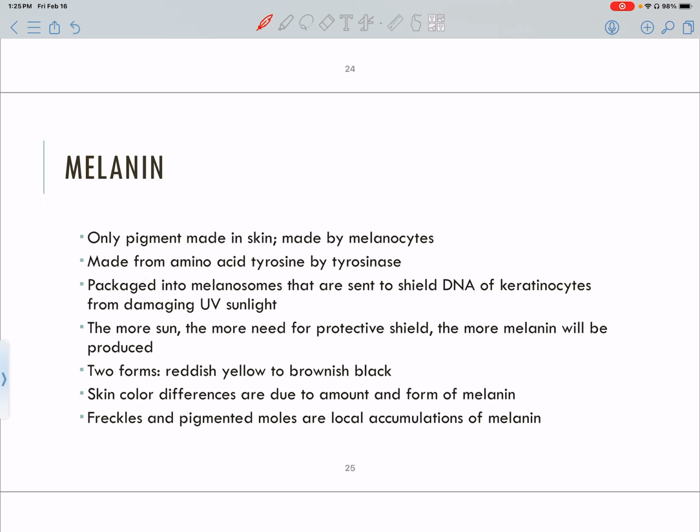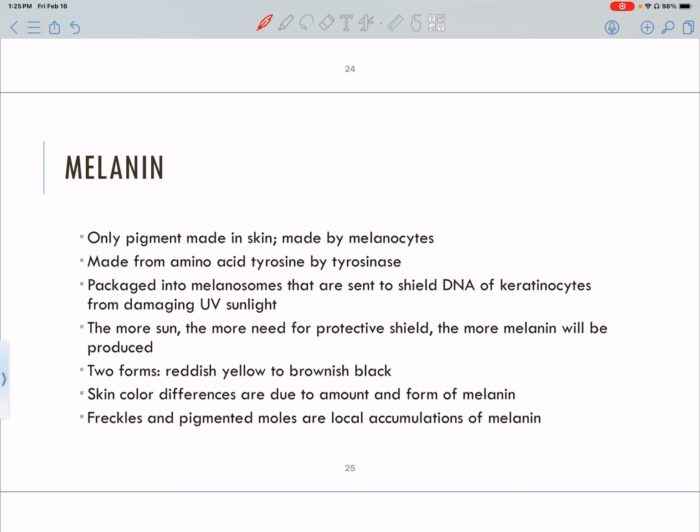They pump it into melanosomes, and the bulk of our melanin is actually found in keratinocytes. So their whole function is just to produce it and push it into the keratinocytes so that they can have UV protection. What is melanin made from? It's made from an amino acid called tyrosine. And we already talked about the melanosomes and its function and protection against damage from UV radiation.